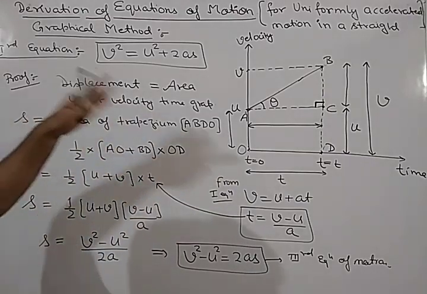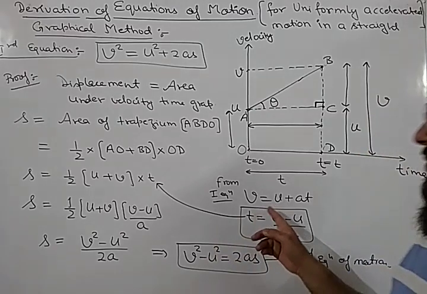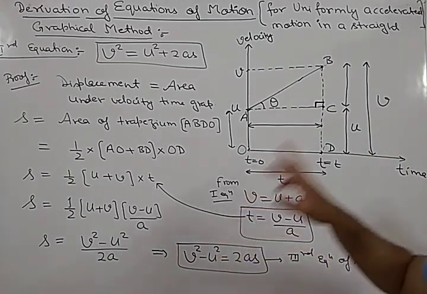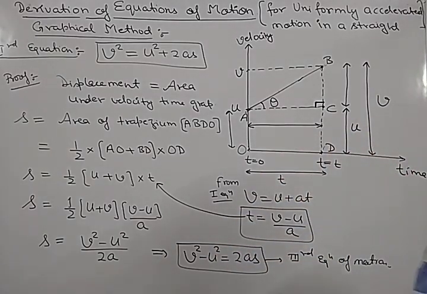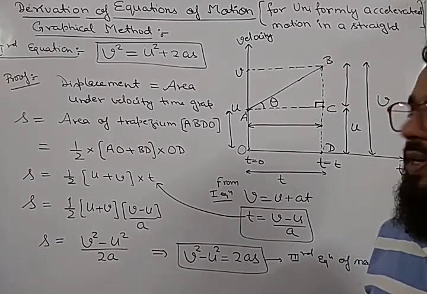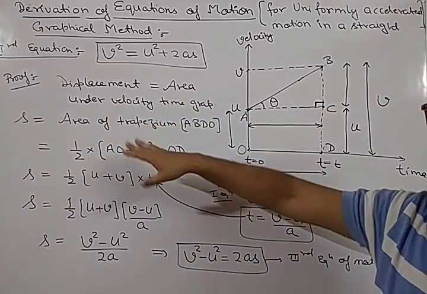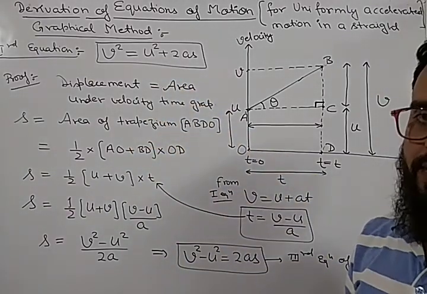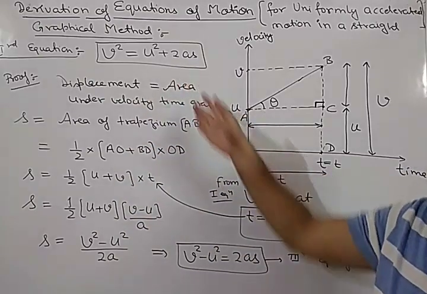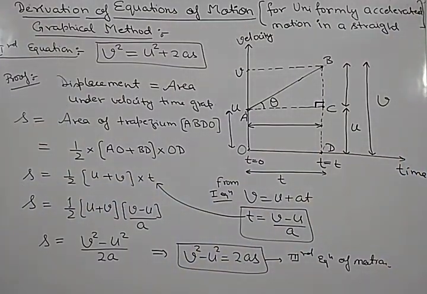So in this way we have proved all the three equations of motion. First equation is v is equal to u plus at. Second equation is s is equal to ut plus half at square. And third equation is v square minus u square is equal to 2as. This question is generally asked in the examination also: derive the equations of motion by graphical method. So you have to derive them by this particular method. Note it down, it is very important.